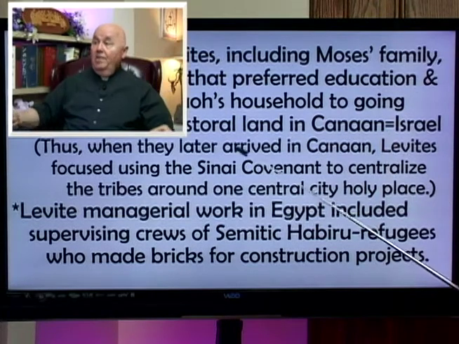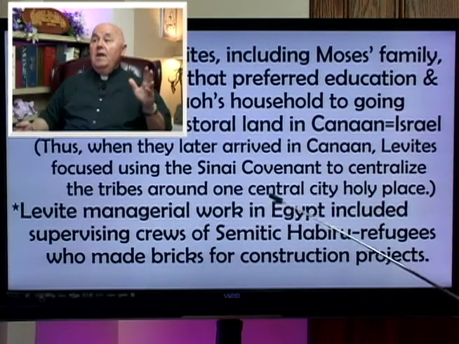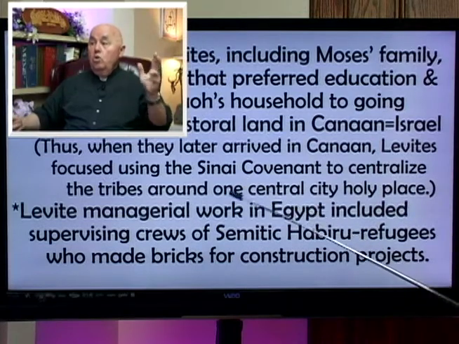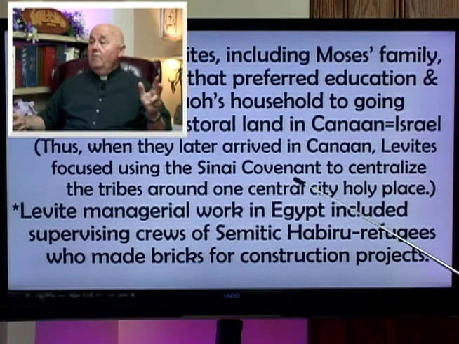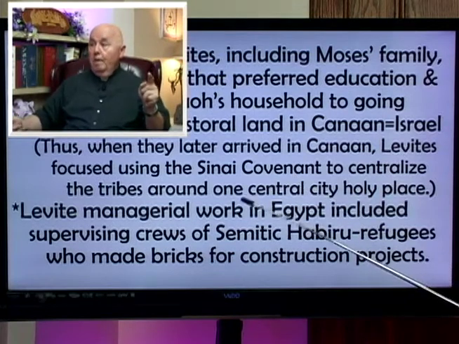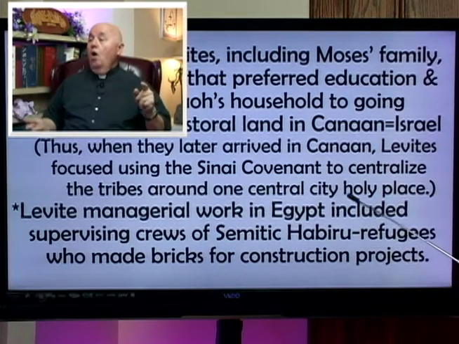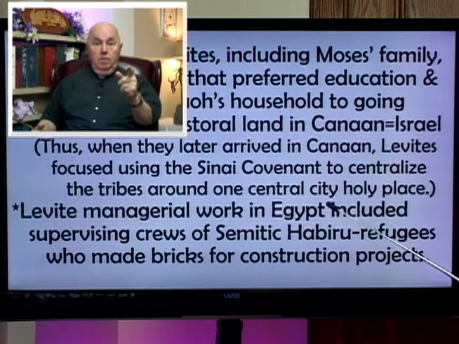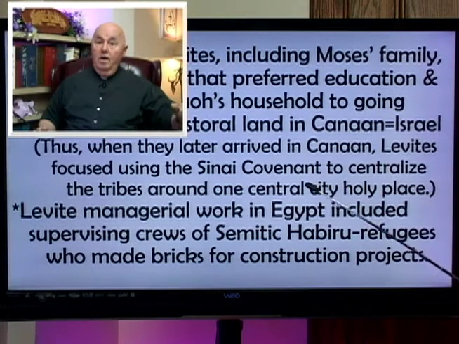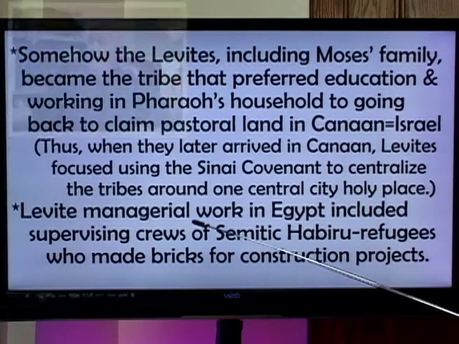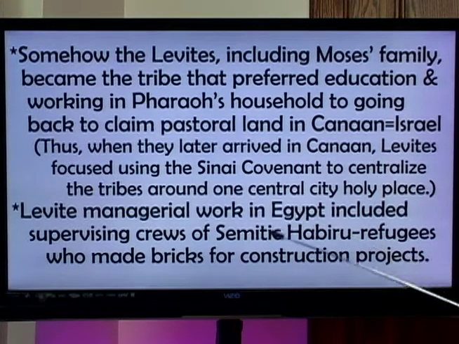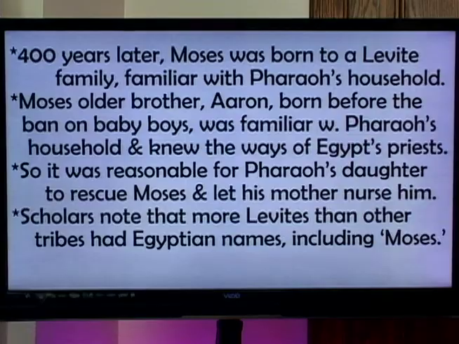Thus, when they later arrived in Canaan, Levites focused on using the Sinai covenant to centralize the tribes around one central city, holy place, Jerusalem. They didn't want to go out on a farm. Levite managerial work in Egypt included supervising crews of Semitic Habiru refugees who made bricks for construction projects.